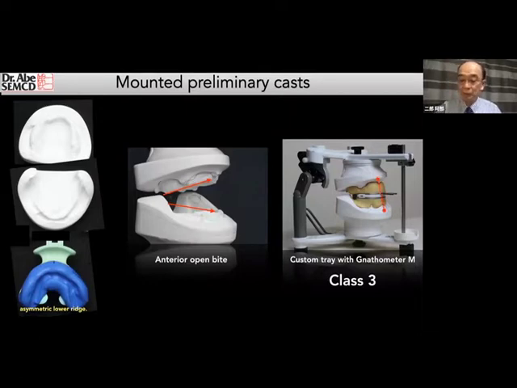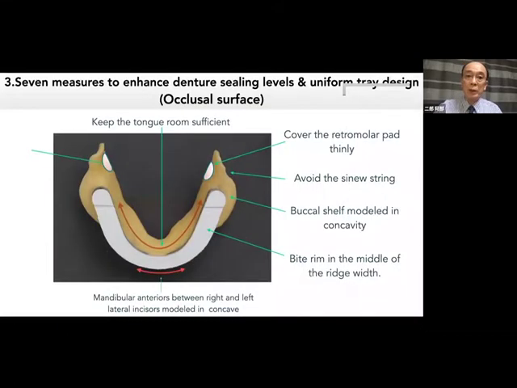Class three. So let's move on to some tray design. Please give the seven measures to enhance the denture sealing levels of uniform. Seven measures should be provided to the custom tray to enhance the denture sealing.